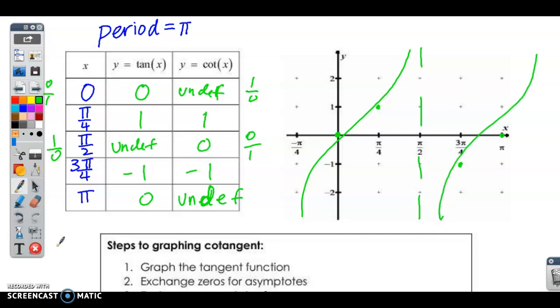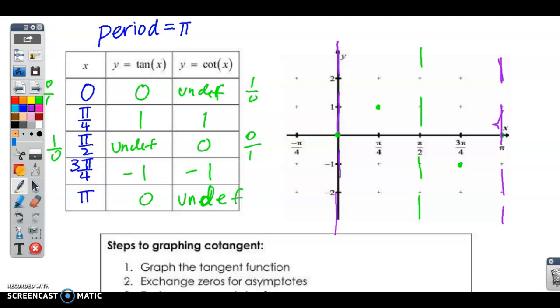Now, I'm not going to draw that in because we are not graphing the tangent, we're graphing the cotangent. So in a different color, what's going to happen is the zeros, those values, are going to become your asymptotes. So those are your new asymptotes. Let me draw those in. Okay, those are your new asymptotes for your graph.